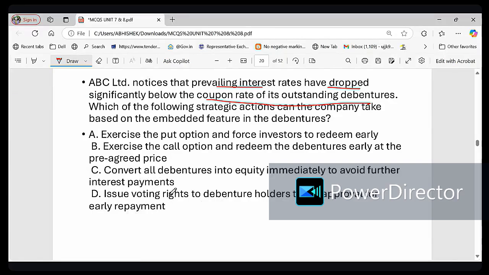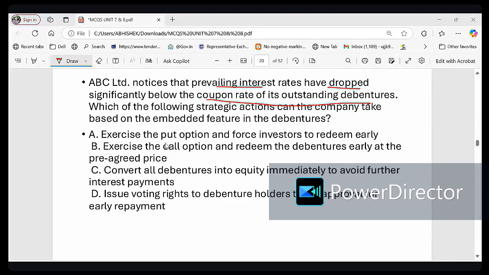See what happened: the prevailing interest rate in the market has dropped below the coupon rate of its outstanding debenture. Because you know what a debenture is? Yes, obviously it is a bad thing for the company. A debenture behaves like a bond, right? The coupon rate is higher than the prevailing interest rate, right? So what should this company do?